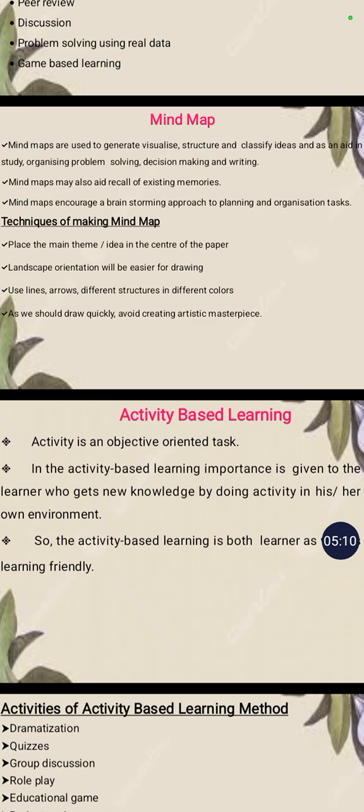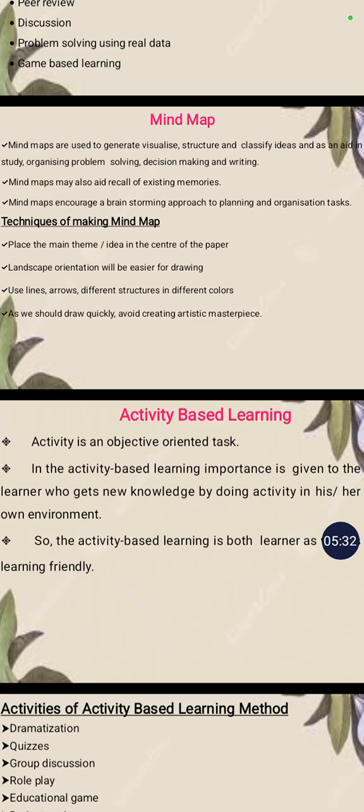Mind maps are used to generate, visualize, structure, and classify ideas, and as an aid in studying, organizing, problem solving, decision making, and writing. A mind map may also aid recall of existing memories. Mind maps encourage a brainstorming approach to planning and organizing tasks.